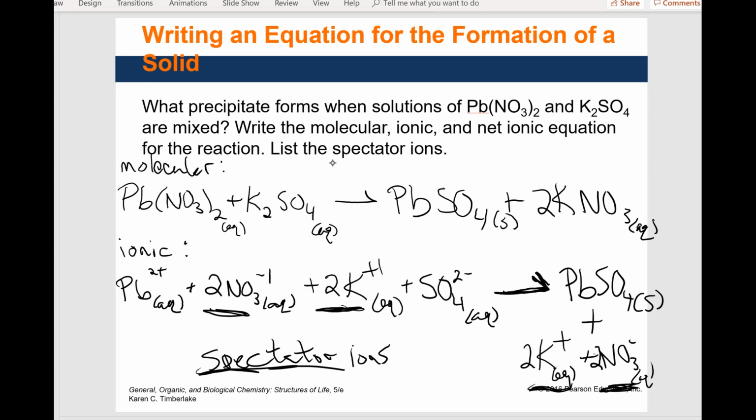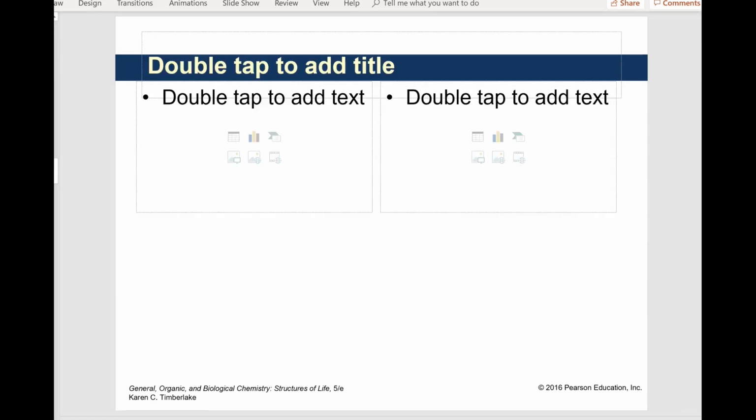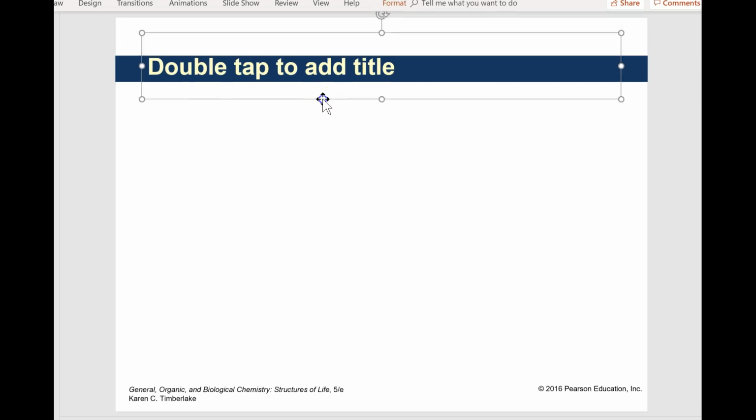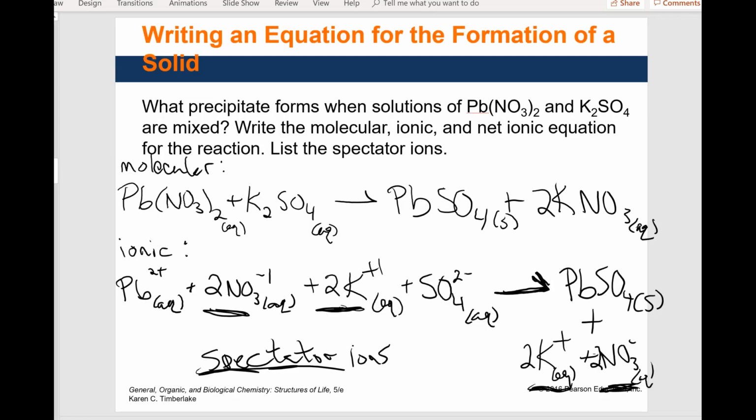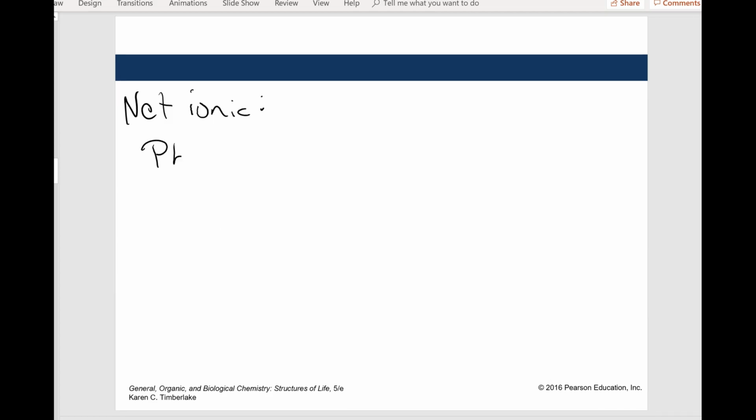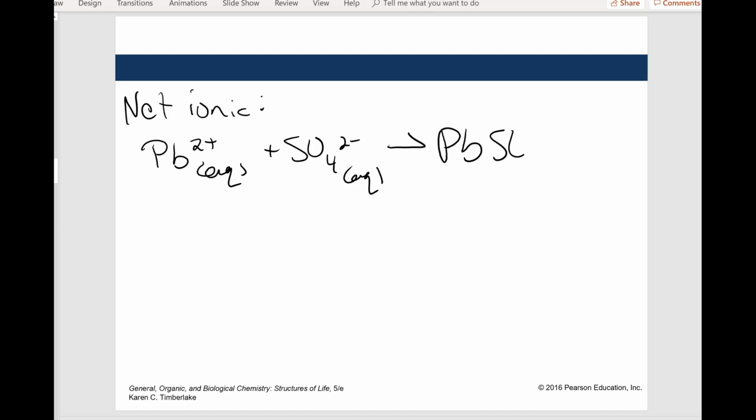To write your net ionic equation, you just erase your spectators. So the net ionic is going to be lead 2 plus, spectator, spectator, sulfate 2 minus, forming lead sulfate. Okay, not so bad.